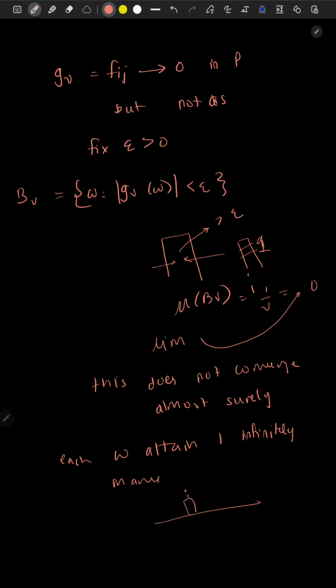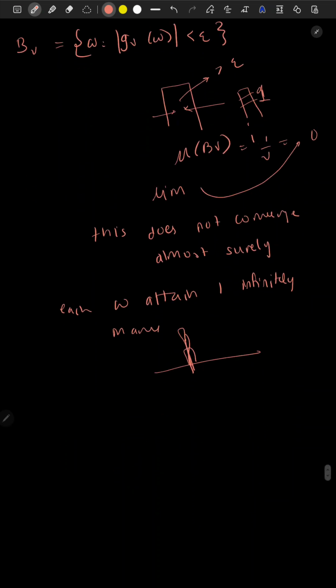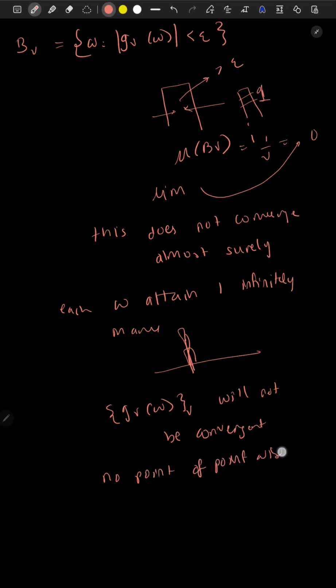This omega will be contained in a partition, then a smaller partition, and then a smaller partition. It will never end, so it will attain 1 infinitely many times. So any sequence g_v(omega), if you consider this sequence indexed by v, will not be a convergent sequence, and hence there is no pointwise convergence. Therefore, as a whole, it will not converge almost surely.